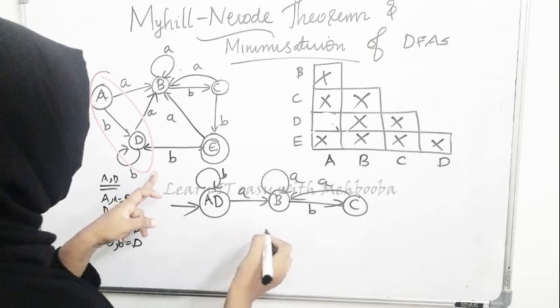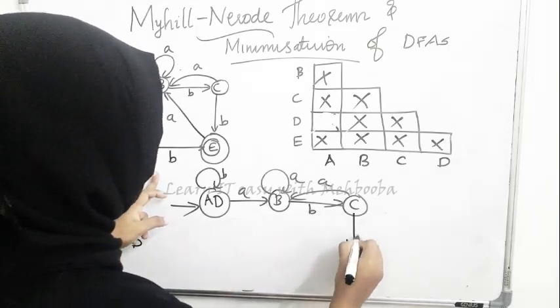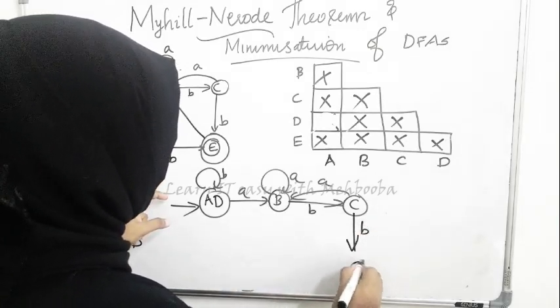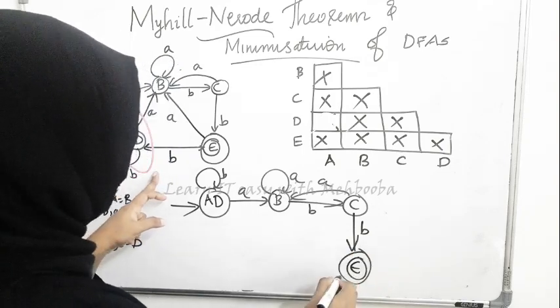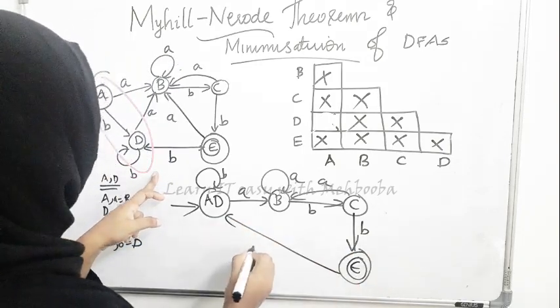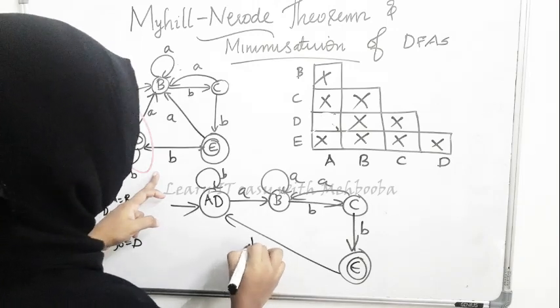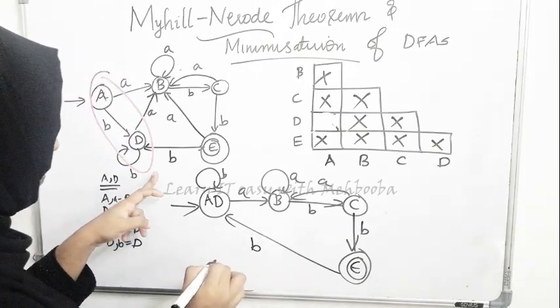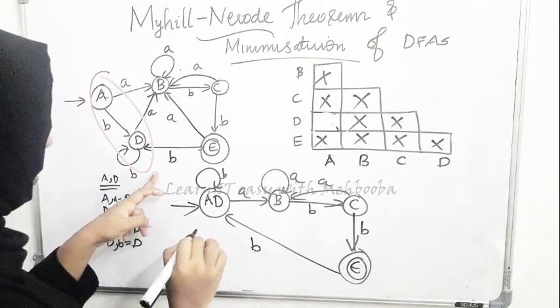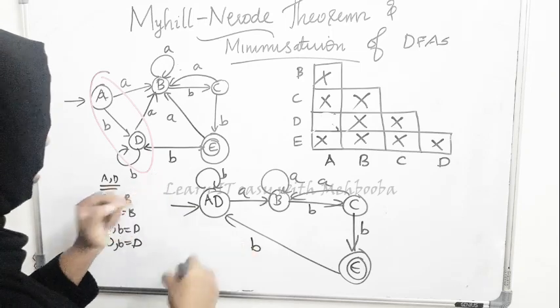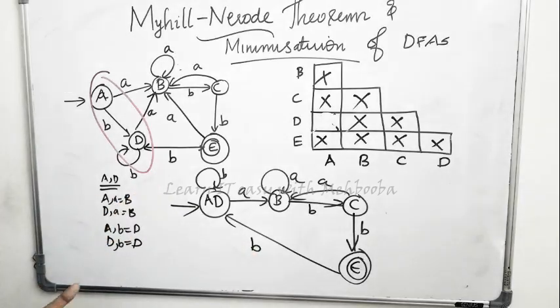Now on b it comes to E. E is the final state. Now on b it comes to the state. That's it. So this is the final minimized DFA. Hope you understood. Thank you.